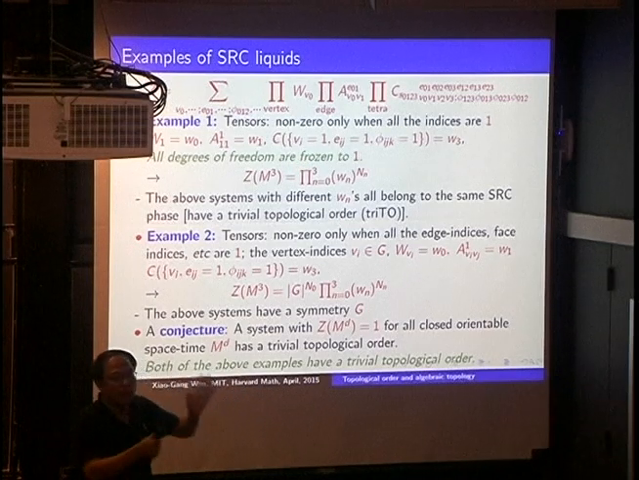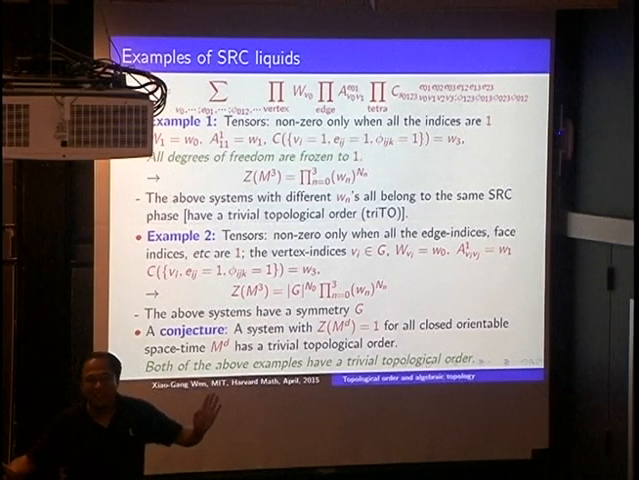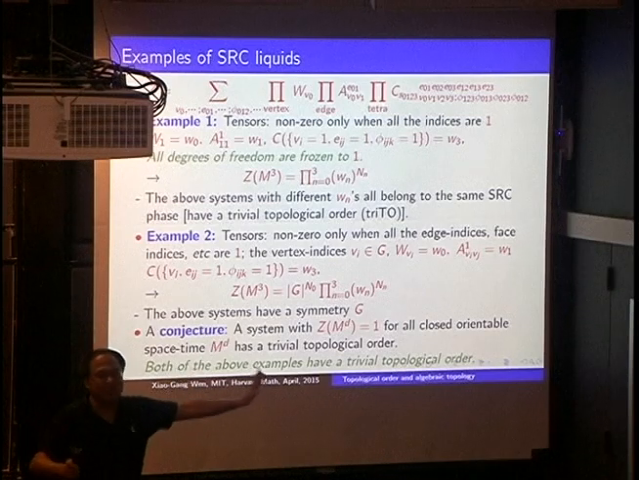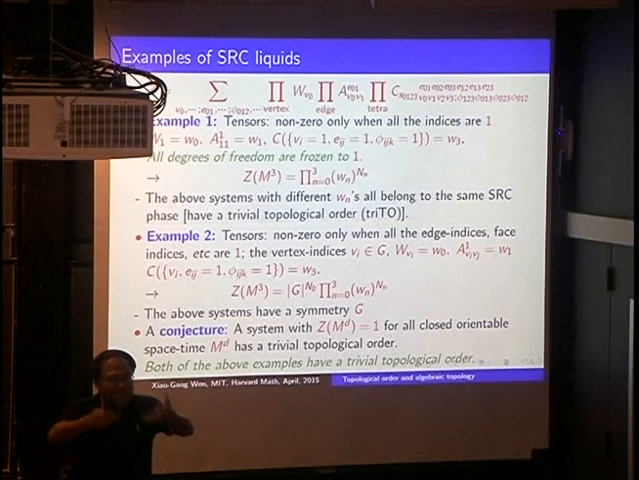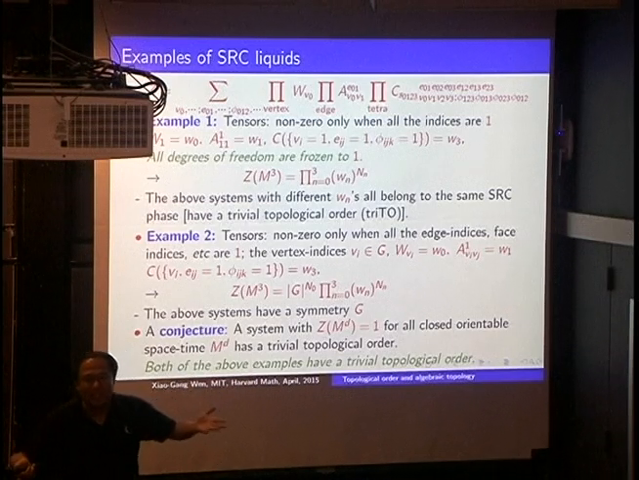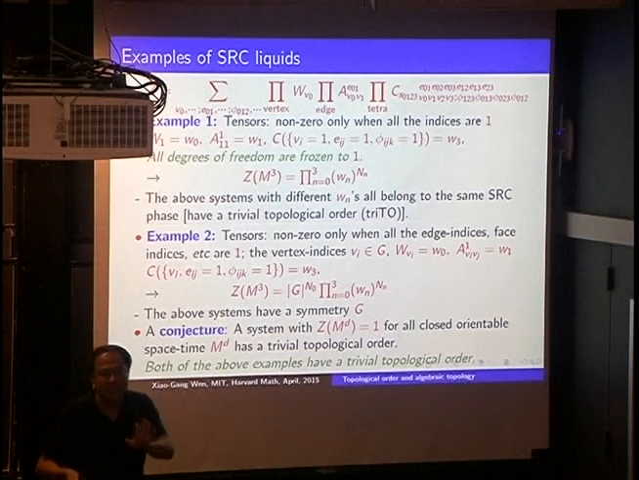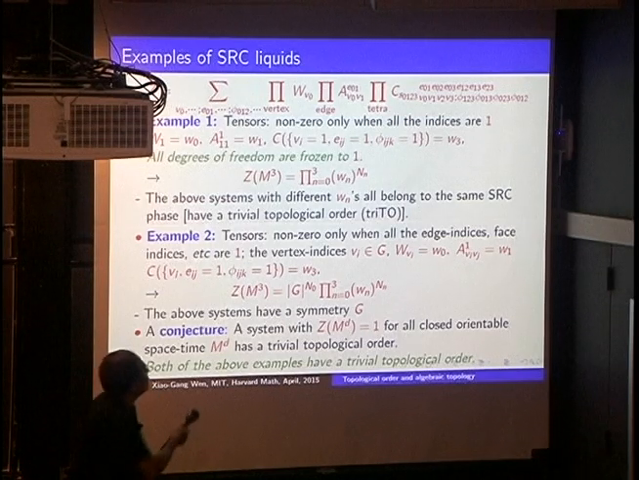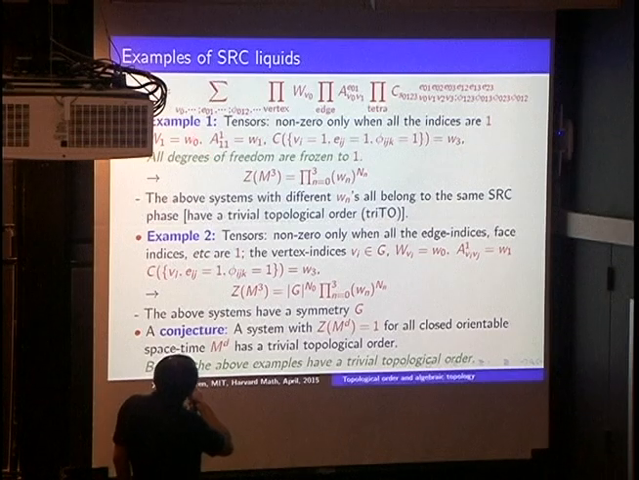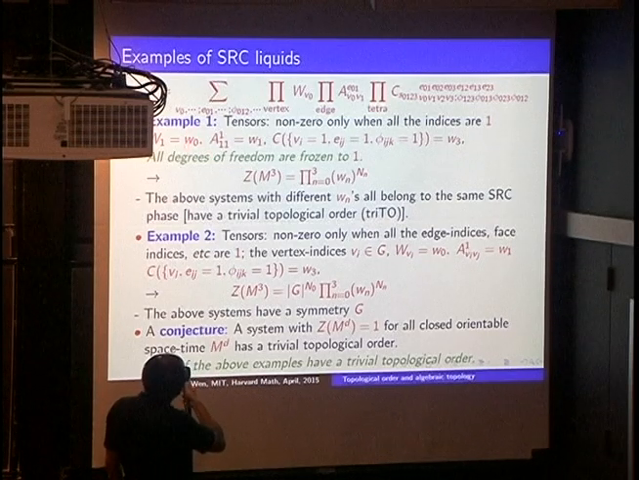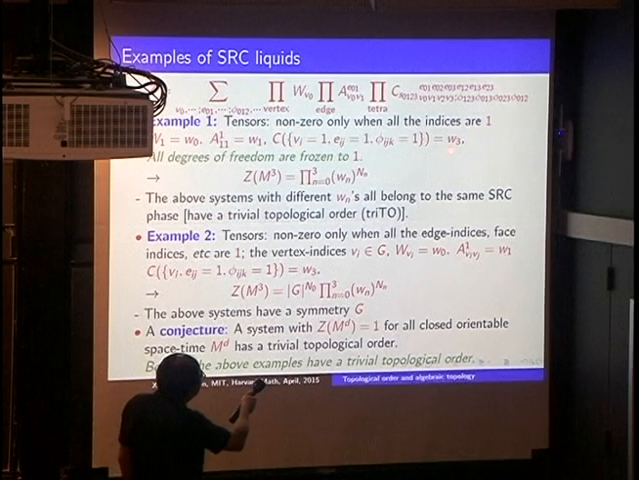This tensor is non-zero only when all the indices equal 1, and otherwise all the tensors equal 0. So therefore, this index cannot fluctuate. If you choose this kind of tensor, certainly you can choose different weights: on the vertex, weight W0; on the edge, W1; on the tetrahedron, weight W3.